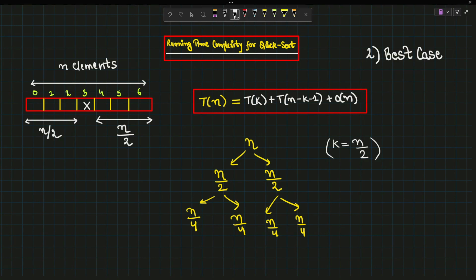We can also observe from this tree that the first input was n, and in the next stage, it becomes half, and in the next stage, it becomes half of the previous input, and in this way, each time the value will be halved, so we will replace the value of k with n by 2, wherever k is present, in our general recurrence relation.